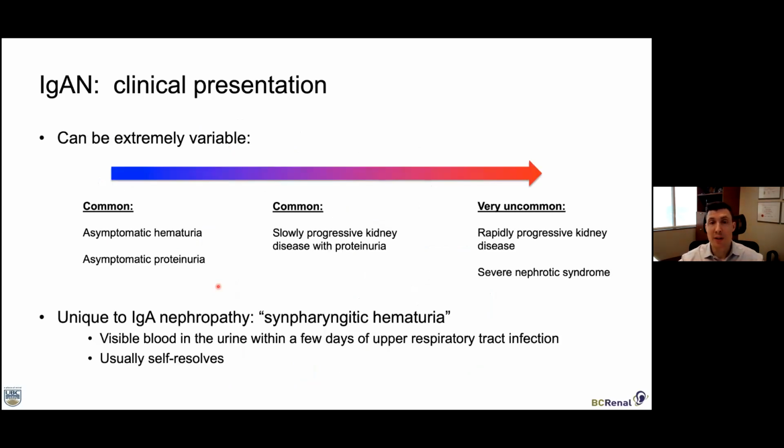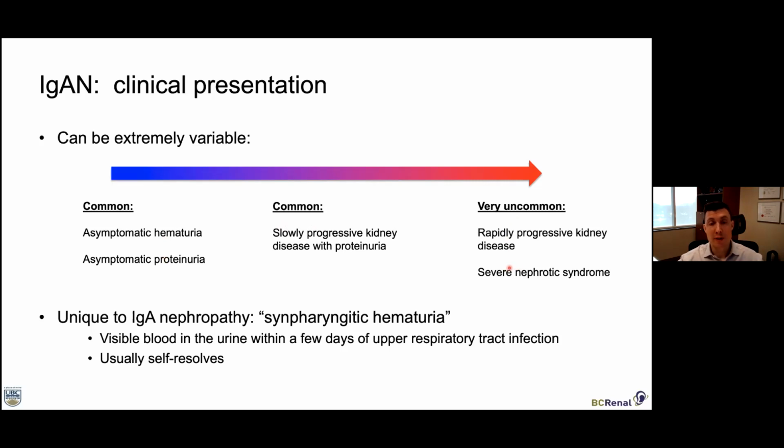So the clinical presentation can be extremely variable. Very commonly, this is an entirely asymptomatic disease in which asymptomatic hematuria or proteinuria, that is blood in the urine or red blood cells in the urine or protein in the urine, are found incidentally on urine tests. Another common presentation would be slowly progressive kidney function decline over time in the context of proteinuria. Now, there are very uncommon presentations, one of which would be a rapid progression of kidney failure or more severe nephrotic syndrome, which is when there's huge amounts of protein in the urine and quite substantial swelling.